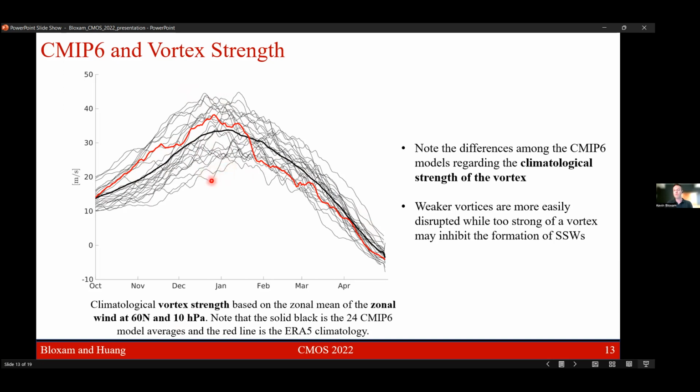And so then you can perhaps imagine that, okay, well, if the vortex strength is too weak, then this could mean that the vortex is more easily disrupted and you can get more SSWs to occur. And conversely, if it's too strong, then this may inhibit the formation of SSWs. And so this is another possible reason as to why we are seeing such a large discrepancy.